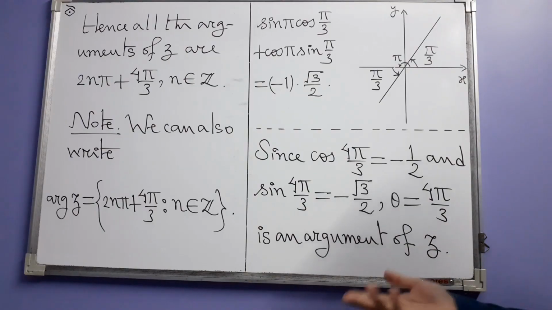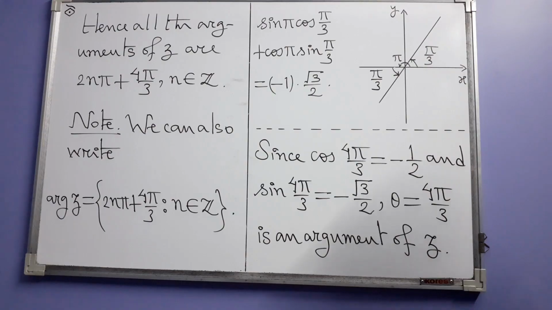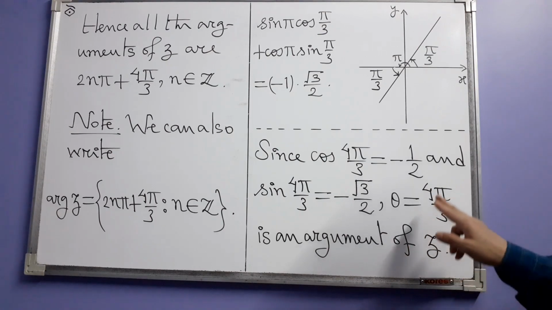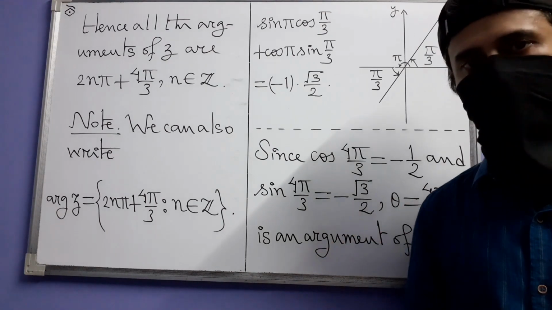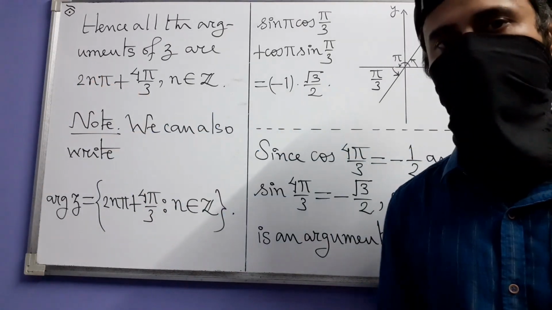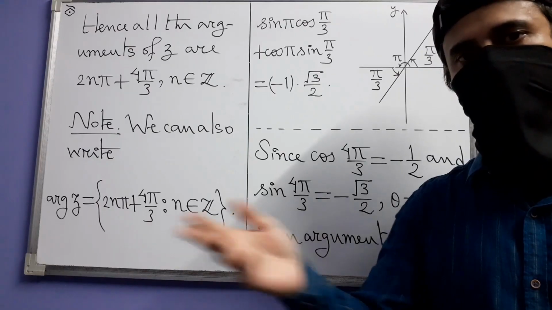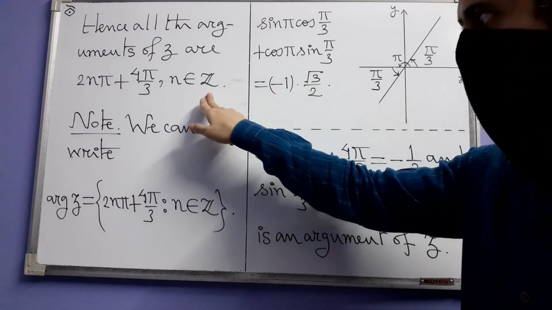Show that, don't just do it elsewhere and then straight away write this angle. Don't do that. Show the rough work. So this way we get one value of argument, but what about the other infinitely many values? That's easy. You add any integer multiple of 2 pi, so that way you get all the other arguments, where n is any integer.